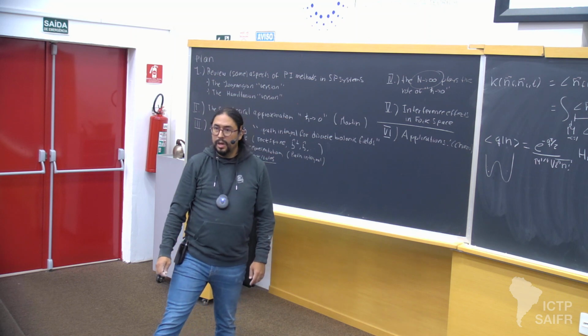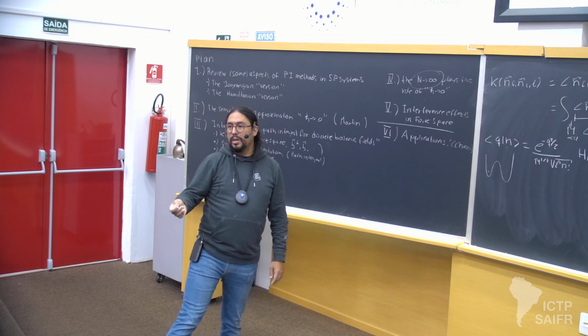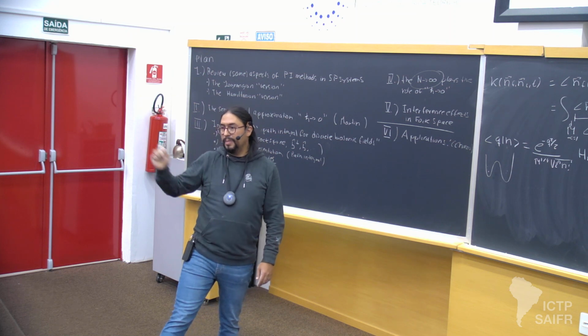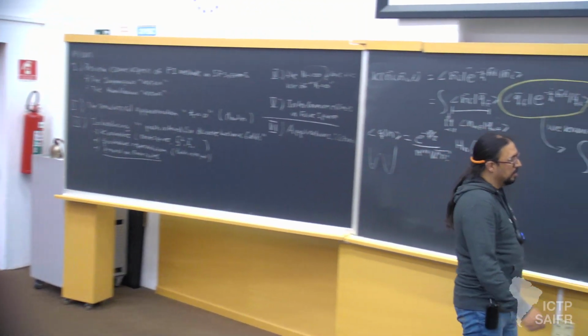Yes. And okay, spoiler. This is how I identify 1 over n as the effective h bar here. That's exactly what we are going to do.